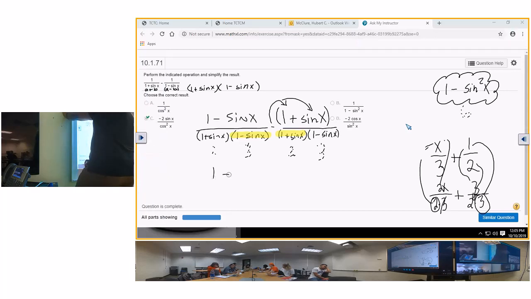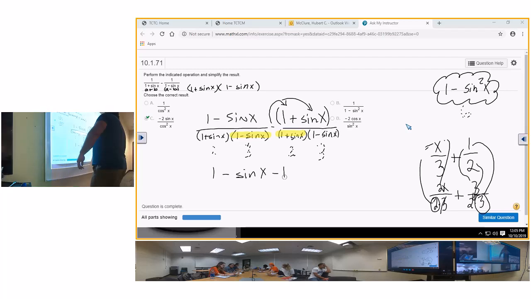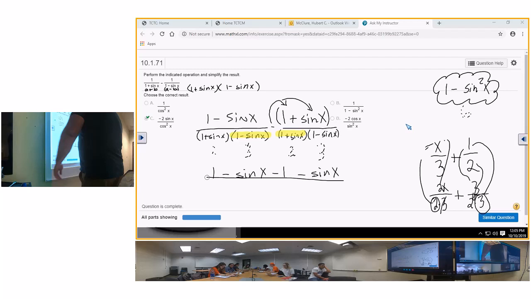1 minus sine of x minus 1 minus sine of x over 1 plus the sine of x, 1 minus the sine of x.